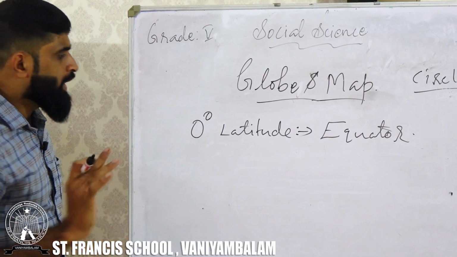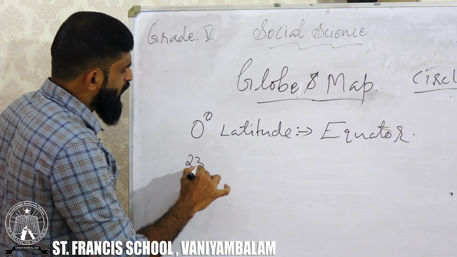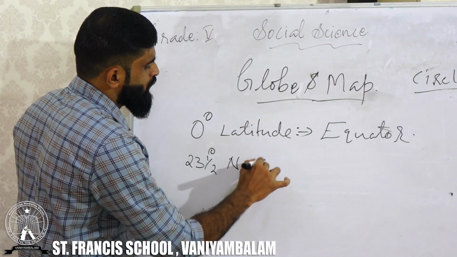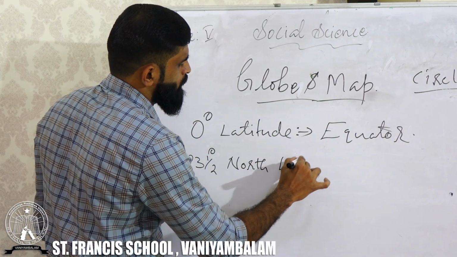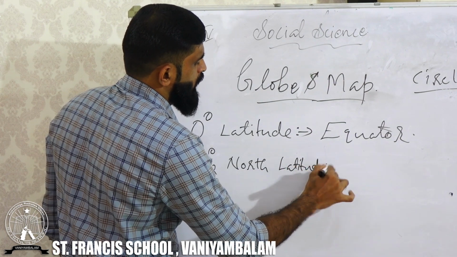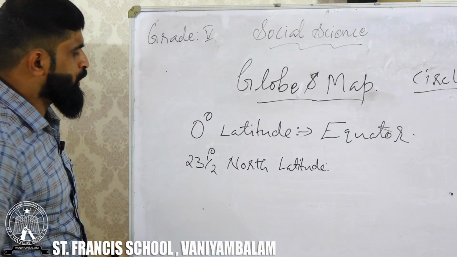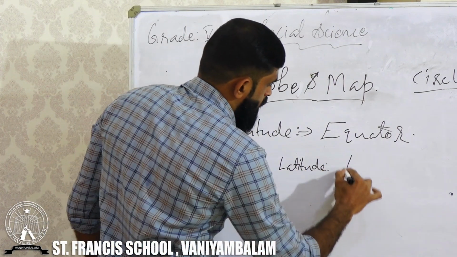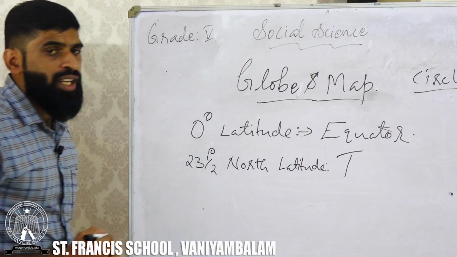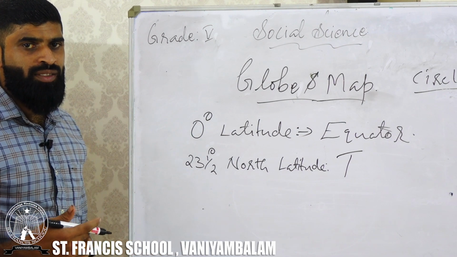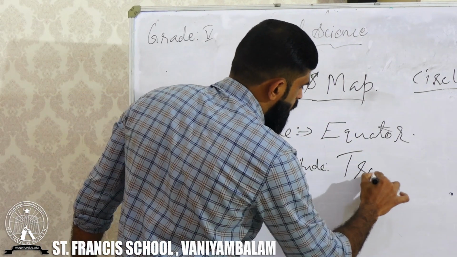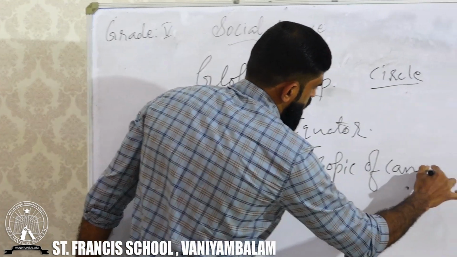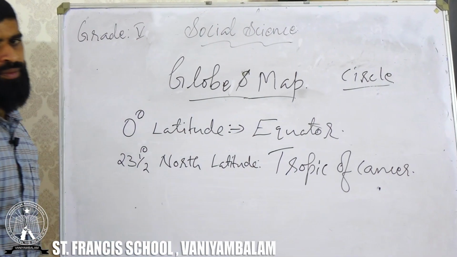Then, 23.5 degree north latitude. 23.5 degree north latitude is called, what is it? The term starts with T. Can you guess? Tropic of Cancer.